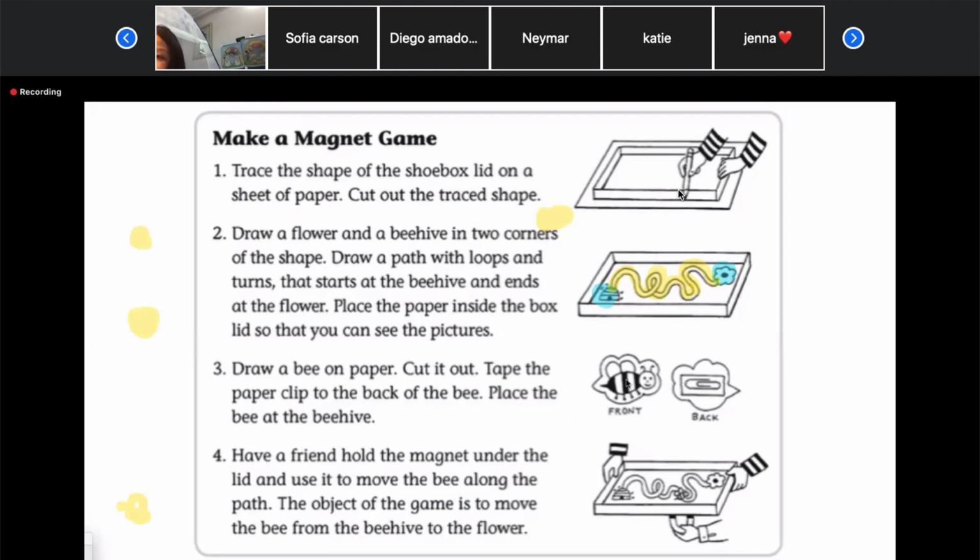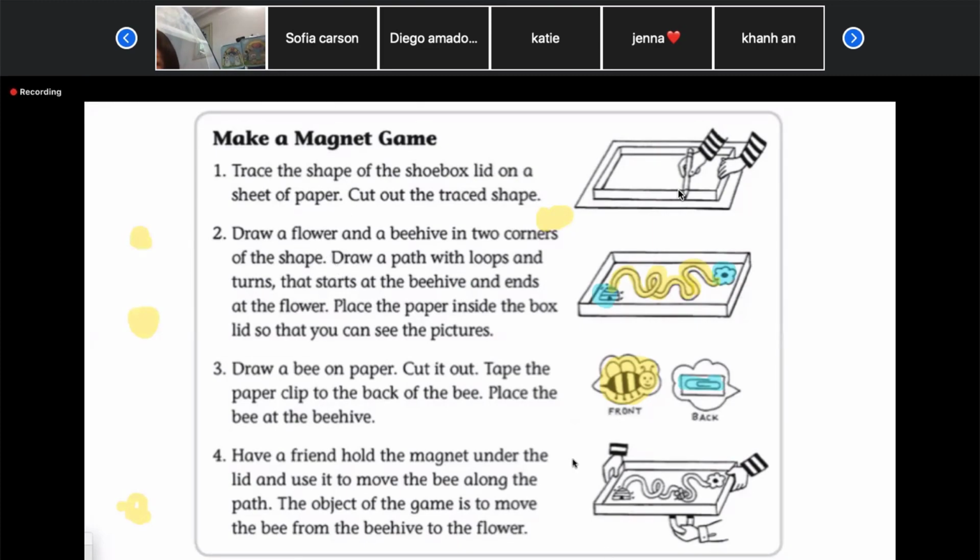So we are drawing a bee on a piece of paper, and we are gluing or taping a paper clip to the back of our bee. So this is the back side of the bee with the paper clip. Number 4, have a friend hold the magnet under the lid and use it to move the bee along the path. The object of the game is to move the bee from the beehive to the flower.